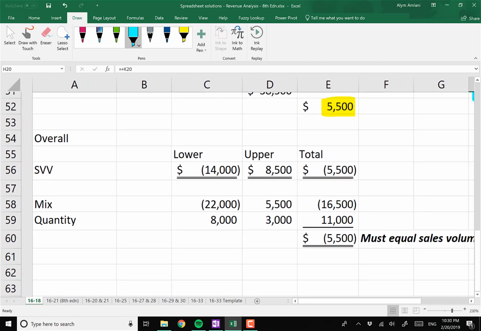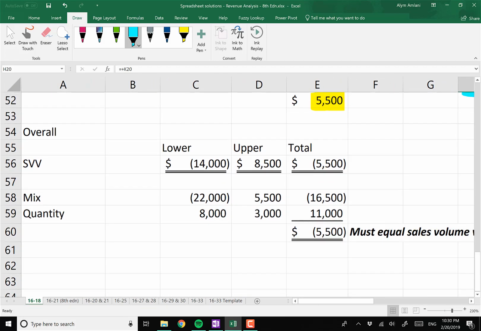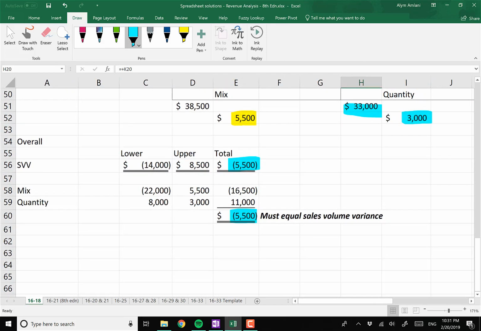Now, all of this taken together is where this gets to be quite interesting. We notice that in the lower tier, we had a $14,000 unfavorable variance. In the upper tier, we had a ticket variance of $8,500. So our overall sales volume variance for the two tickets combined is $5,500. And again, that's unfavorable. If we look at the mix and the quantity variances together and add them up, we'll notice that those also reconcile to $5,500. I've left you a note here that says this must equal the sales volume variance, which it should.